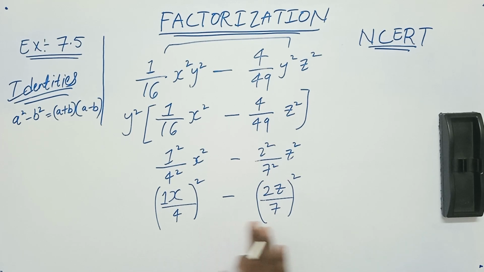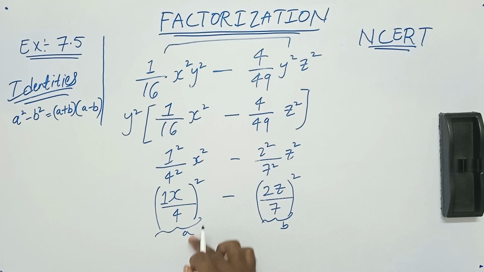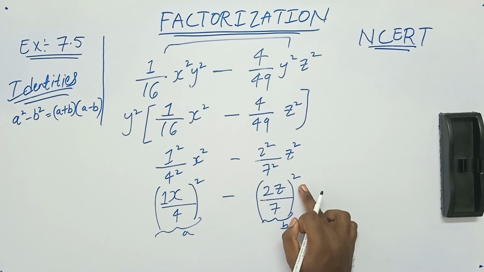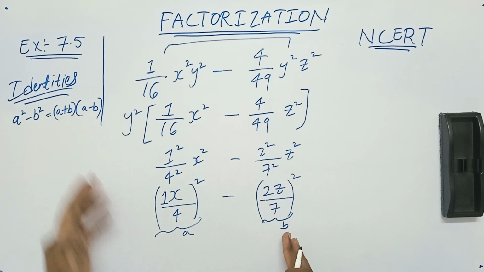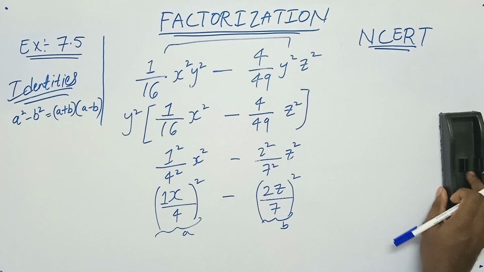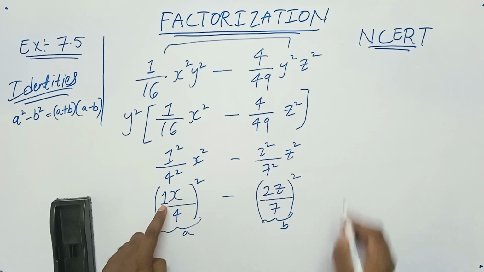So now what we are going to do is, when we assume this as a and this as b, it just looks like a square minus b square. So our formula is a plus b into a minus b. Now we will convert this expression into a plus b into a minus b. So what is our a value?